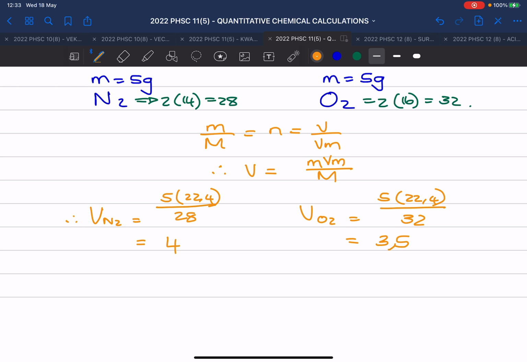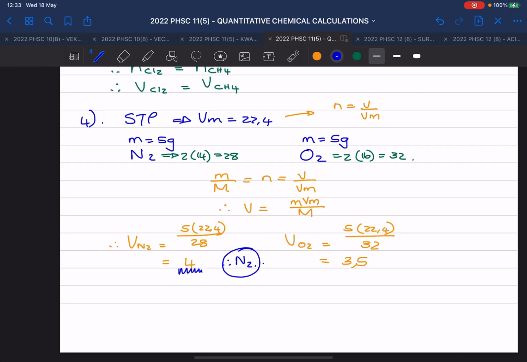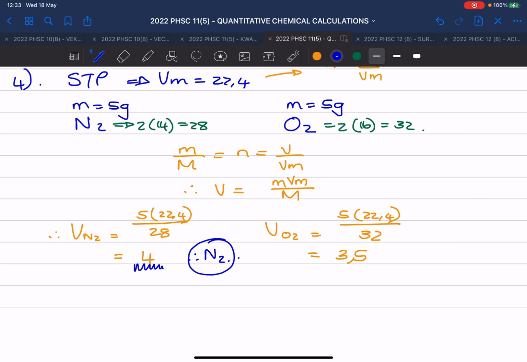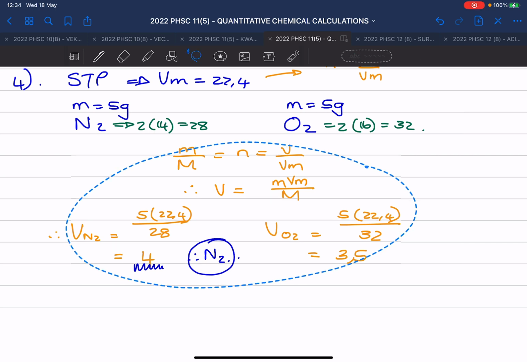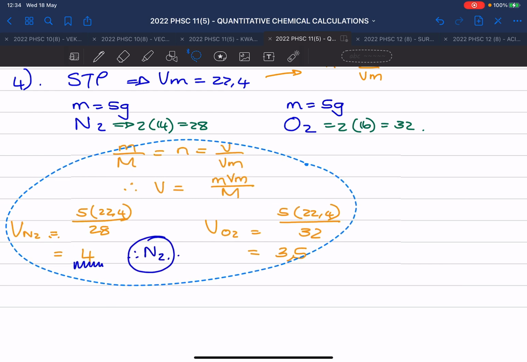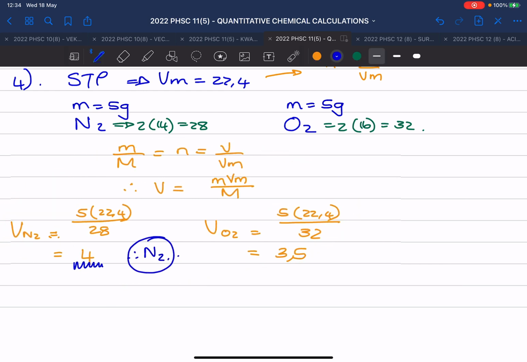All right, so from there we can see which one has the biggest volume. It's that one, so the answer is nitrogen gas. Or you could have done it in a shorter way. So this is calculating it for both of them. I just don't have space below, you can write below or next to it.